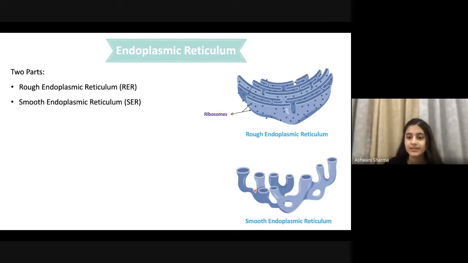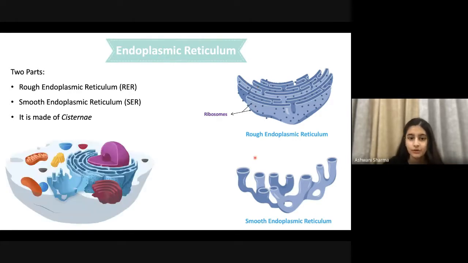Both the rough endoplasmic reticulum and the smooth endoplasmic reticulum are made of a thing called cisternae. So cisternae are a series of flattened stacked pouches. If you can see over here, you can see this series of flattened stacked pouches. So this structure is just called cisternae. Over here we can see a cell, and this part that you can see over here is the rough endoplasmic reticulum. If you notice, the rough endoplasmic reticulum is also connected to the nuclear envelope, and it surrounds the nucleus. A bit farther away from the nucleus, we can see the smooth endoplasmic reticulum.